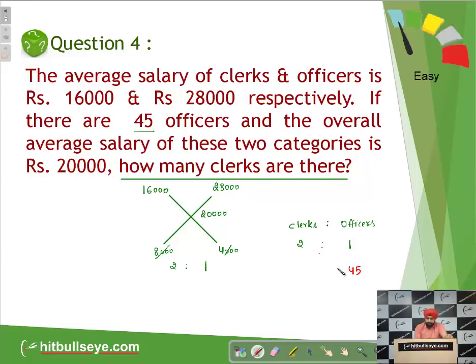Students, can I say if there is one officer, there are bound to be two clerks? When there are 45 officers, the number of clerks are bound to be 90. Double of that. So this 90 becomes your answer, students. Right? Now let's move on to the next question.